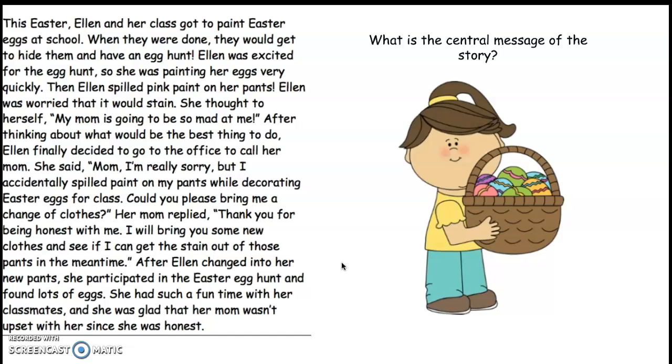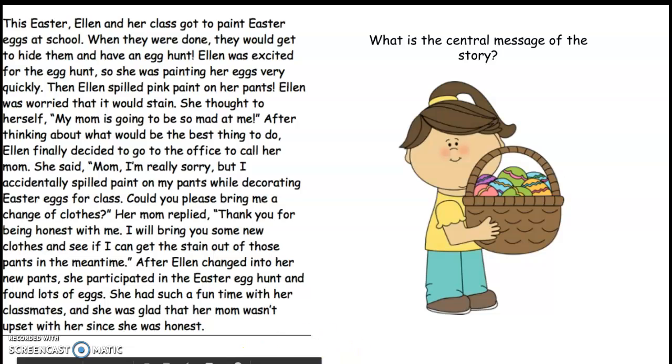Now, let's do one together. I'm going to reread the short story that we talked about earlier this week. And let's think about, as we read, what is the author trying to teach us? Or what is the central message? Turn on your listening ears so we can read together.